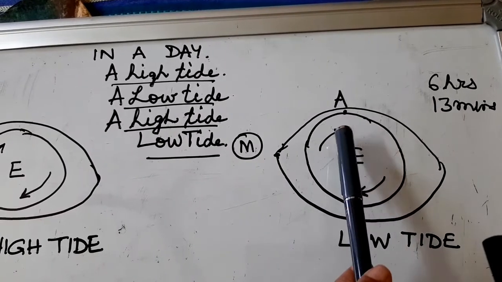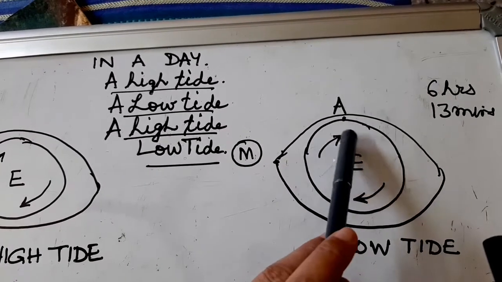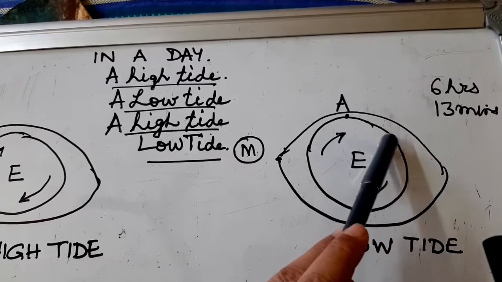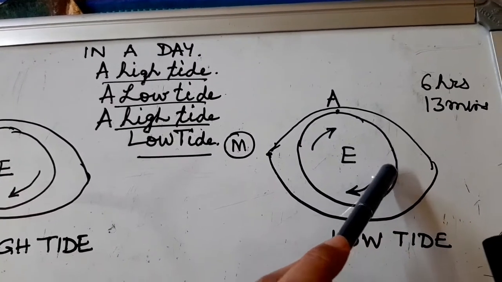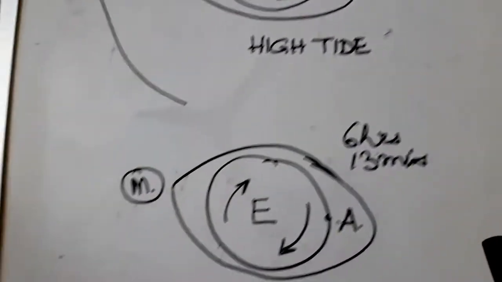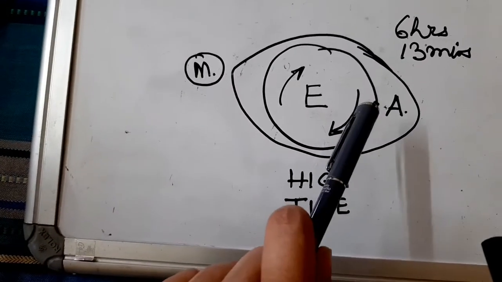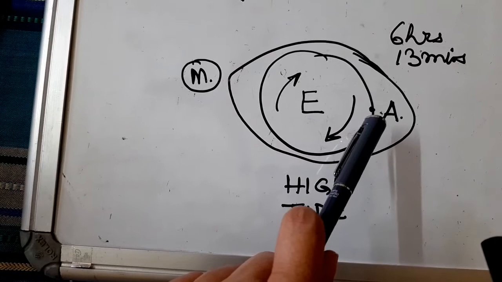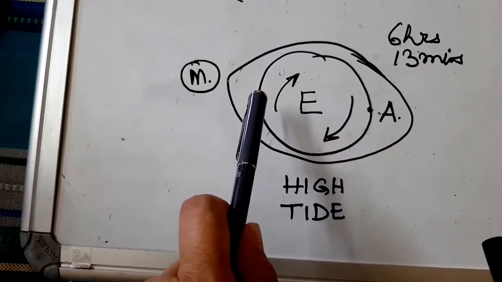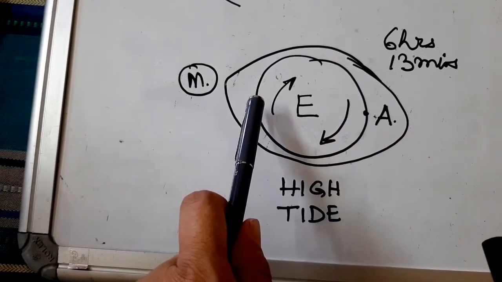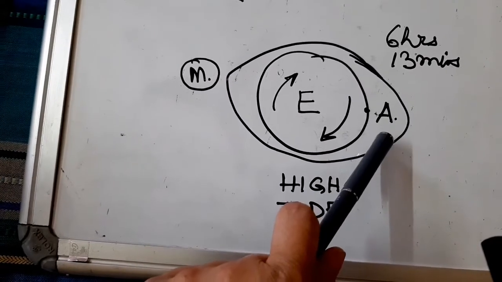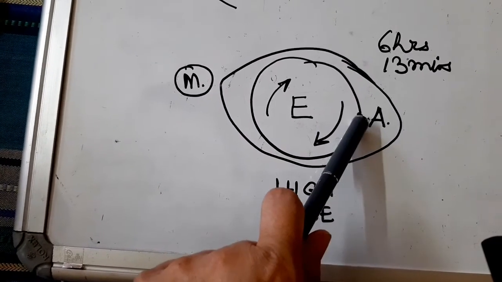Then the next position: when the earth rotates, the position of A would have moved. Let's talk about the position of A after 6 hours and 13 minutes. So now this is the position of A, and this is exactly opposite to the point of the earth which is directly under the moon. Hence, again there will be a high tide at point A.